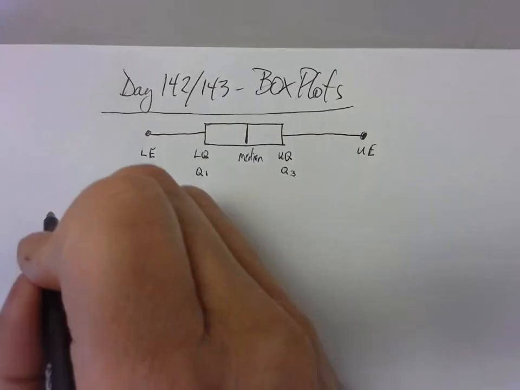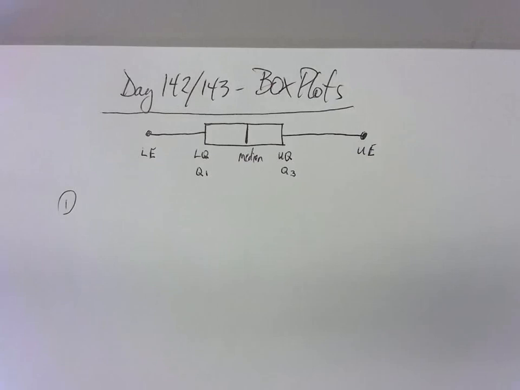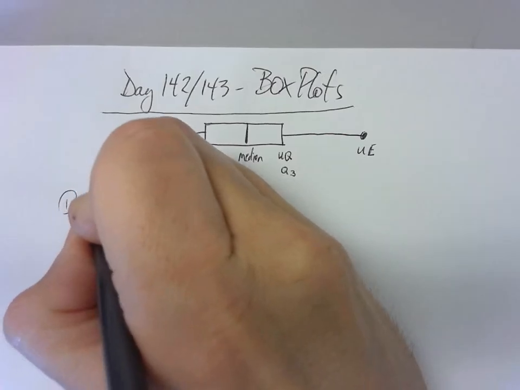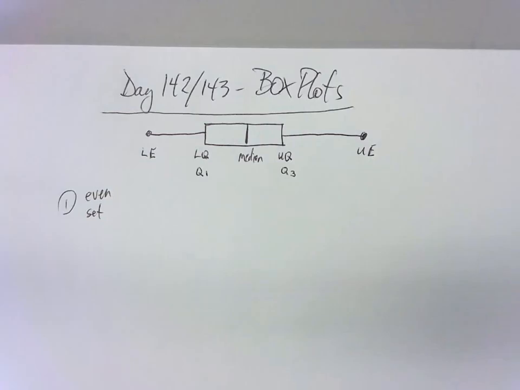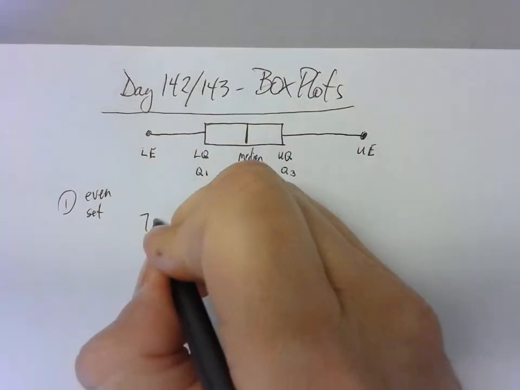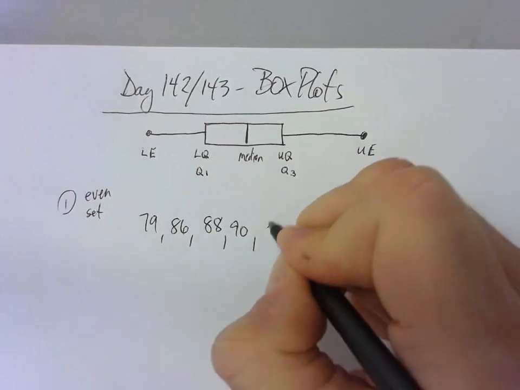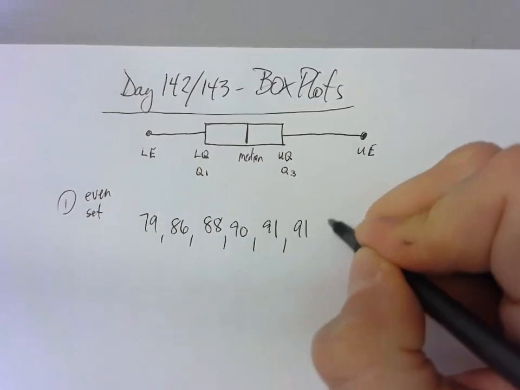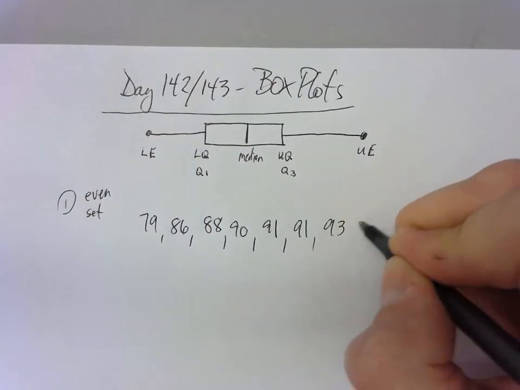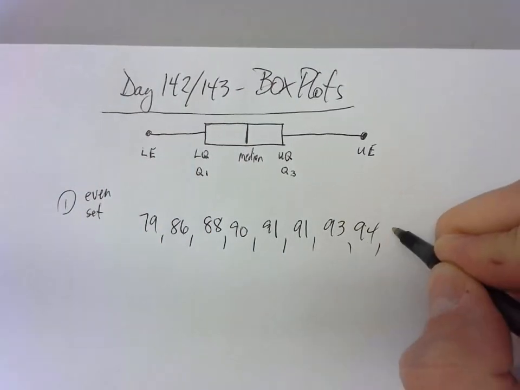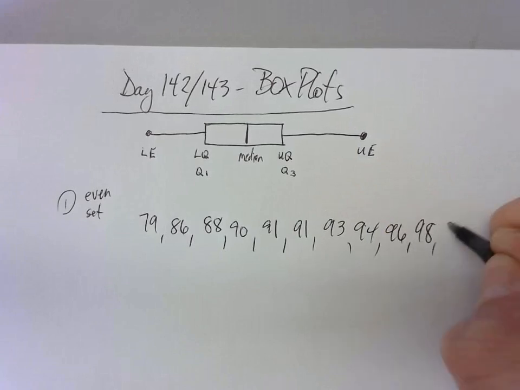Alright, so just like we did on stuff with mean, median, mode, you're going to need to put your numbers in order from least to greatest. So I'm going to take this, an even set of data, and go through it like what's on the page that you've got, put these same numbers on here and talk my way through it. So we got 79, 86, 88, 90, 91, 91, 93, 94, 96, 98, 99, and 100.